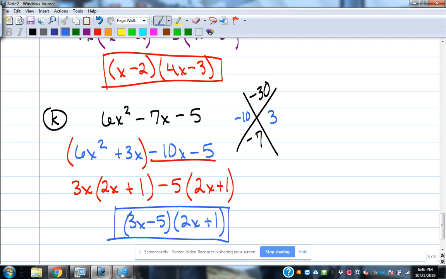No, it doesn't. If you put 2x plus 1 in the front and 3x minus 5 in the back, it doesn't matter. Doesn't matter at all. Questions about that so far?